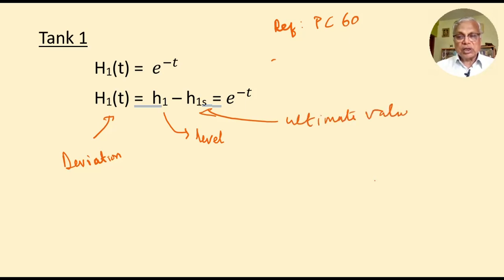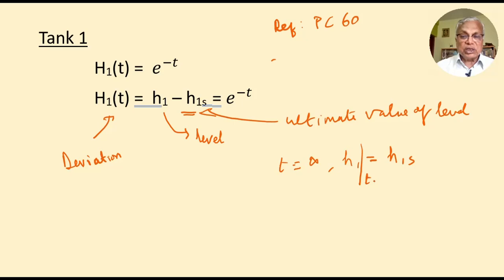If you want, you can check this in the e power minus t term. What will be H1 when t equal to infinity? What will be H1 minus H1s here? In this equation, H1 minus H1s will be equal to e power minus infinity, which is 0. So H1 equals H1s. So the ultimate steady state value when t equals infinity is the same as H1s.